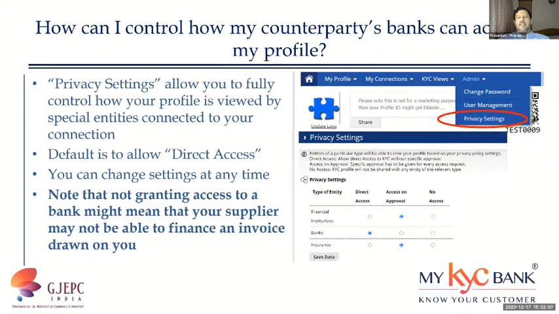In your privacy settings, there are essentially 3 settings: direct access, access on approval, and no access. The default setting is direct access. So if you have not changed your profile, then it would be set to direct access. That means your counterparty's bank can access your profile. If you do change it, then based on the profile, either a request would be sent to you every time, or there would be no access.